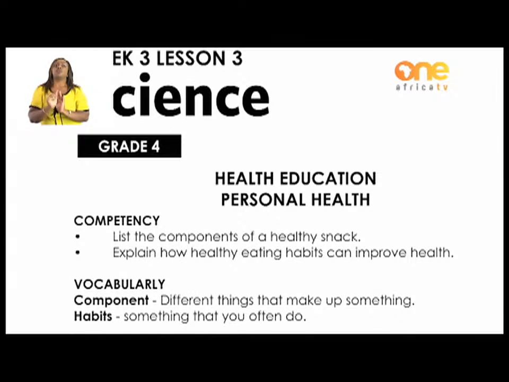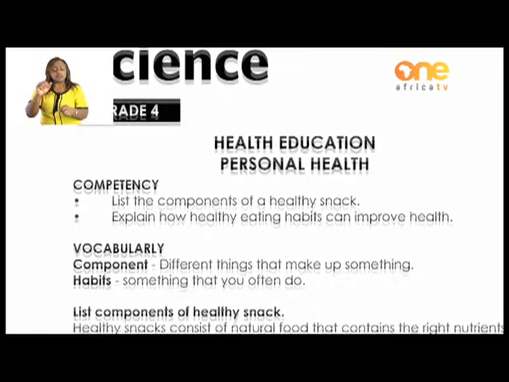Before we start with the lesson, we need to understand some words that we will use during the lesson. The first word is a component. What is a component? A component simply means the different things that make up something, and a habit is something that you often do.